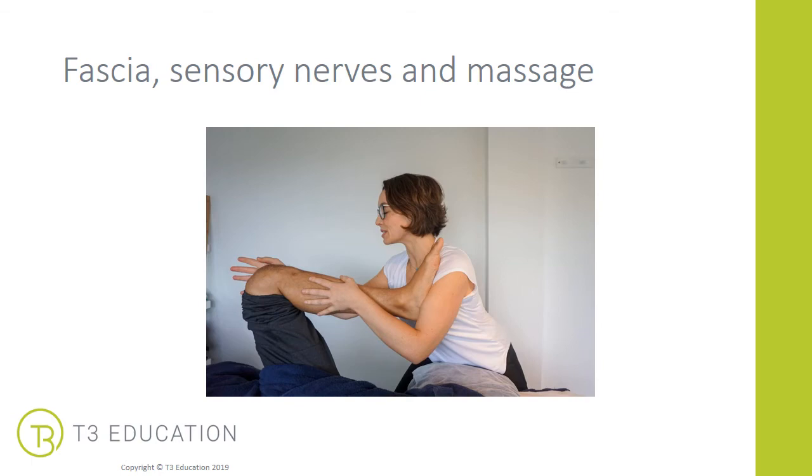So if we think about sports massage and hands-on therapies, what we're trying to do is calm down the body and upregulate that parasympathetic nervous system, which we do with touch, which then affects the sensory nerves. So if we are affecting the sensory nerves, we're calming the body down, there may be a change to fascia and what's happening within fascial tissue.